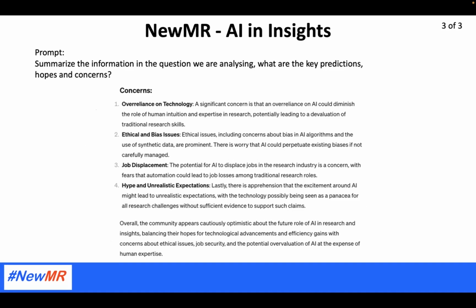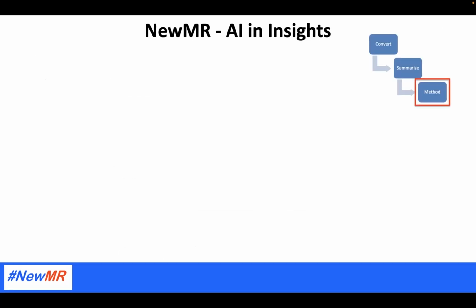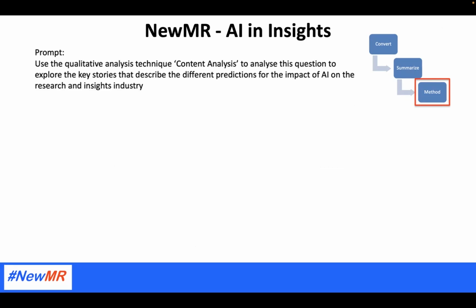And what are the concerns in those answers? That there is a concern that we will become over-reliant on technology. There are concerns about the ethical and bias inside these processes. There are concerns about people losing their jobs, and there are concerns about hype and unrealistic expectations. So this has not gone through a stage of coding it and adding up the numbers, but actually straightforwardly interpreting the information. Now let's go to using proper analytical methods.